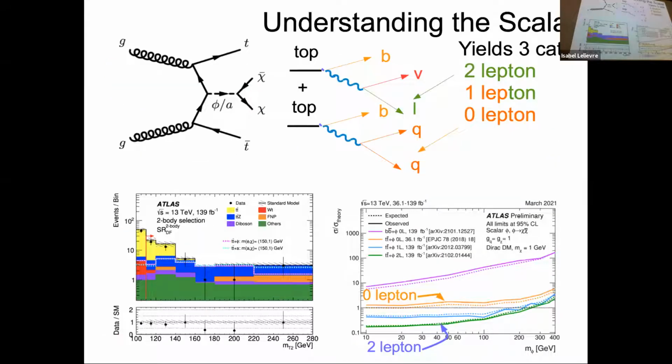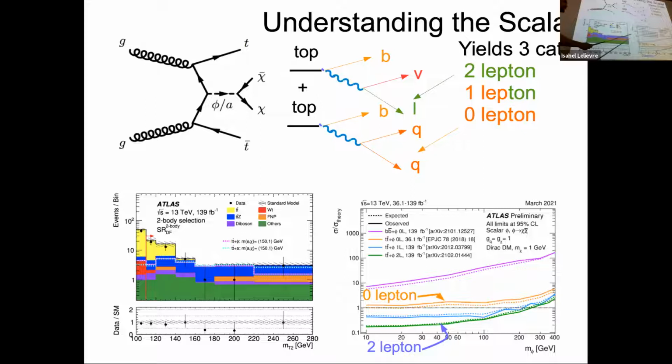So what are the analyses here? I won't go into details. Suffice it to say that there is a TT bar plus missing energy search, and tops have lots of decays. A top can decay to a lepton and a B quark and a neutrino, or to quarks and a B quark and a neutrino. Since you have two tops, you can make categories based on 2 lepton decays, 1 lepton decay, 0 lepton decays. And there's actually separate papers for all of these.